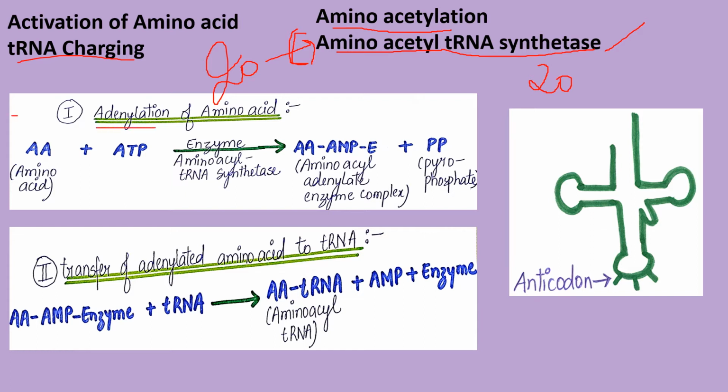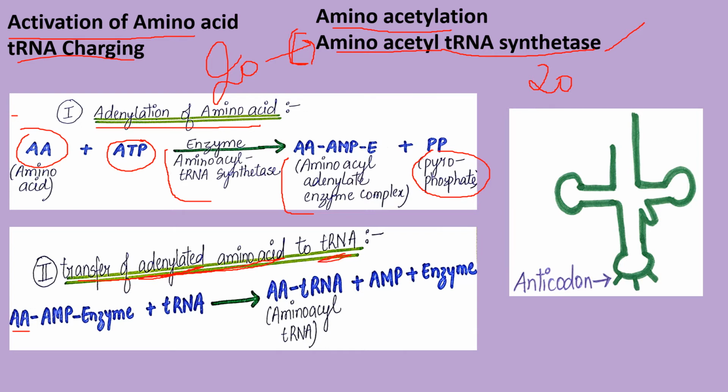The first step is adenylation of the amino acid. The amino acid interacts with ATP to form an aminoacyl adenylate enzyme complex, and pyrophosphate is released in this step. This step is catalyzed by the enzyme aminoacyl tRNA synthetase. So in the first step, activation of the amino acid occurs. In the second step, the activated amino acid gets attached to the tRNA. So the second step is the transfer of the adenylated or activated amino acid to tRNA.